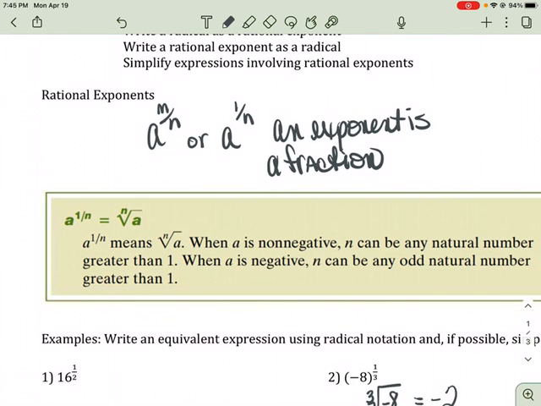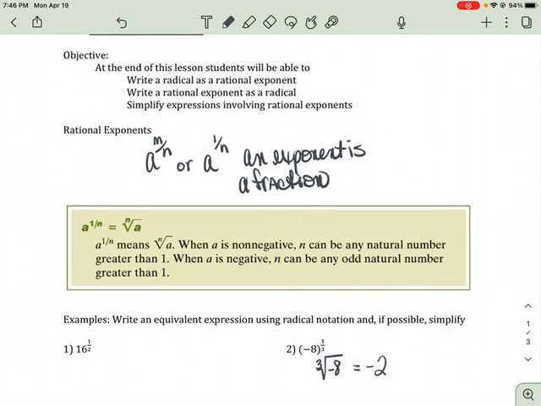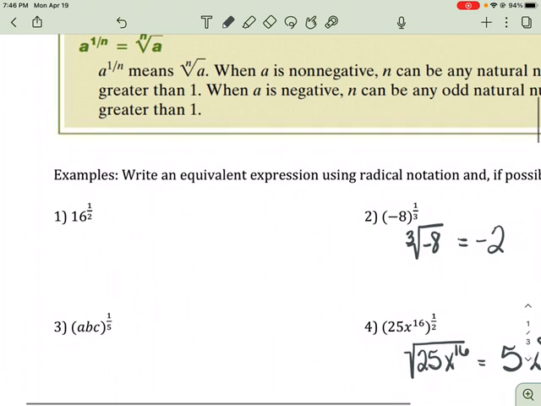All right. So a to the 1 over n is equal to the nth root of a. So 1 over n means the nth root of a. A is non-negative, and n can be any natural number greater than 1. When a is negative, n can be any odd natural number greater than 1. So in other words, our root is the denominator of the fractional exponent.